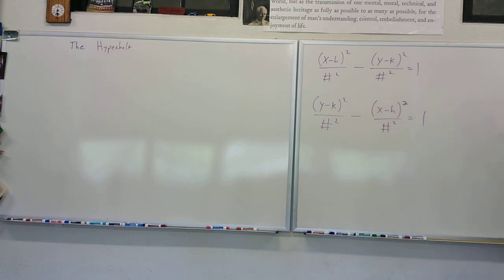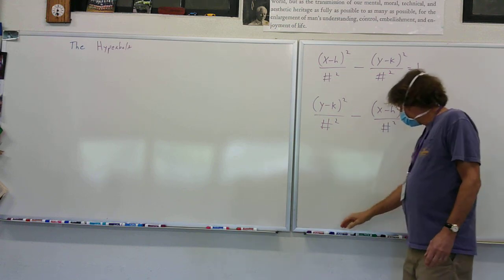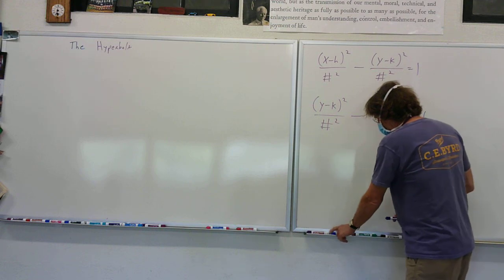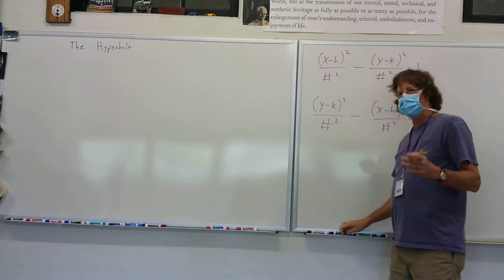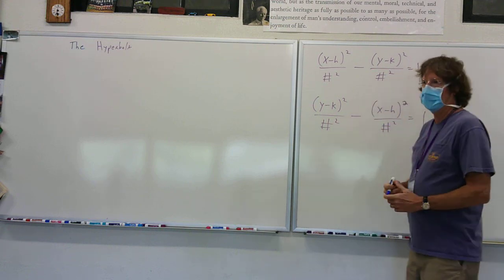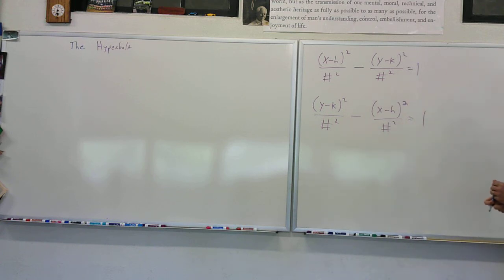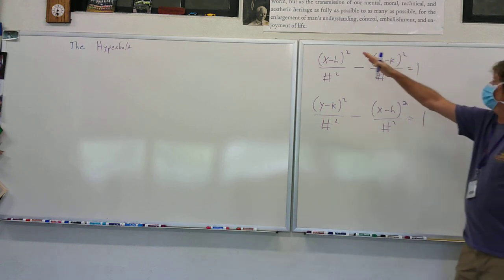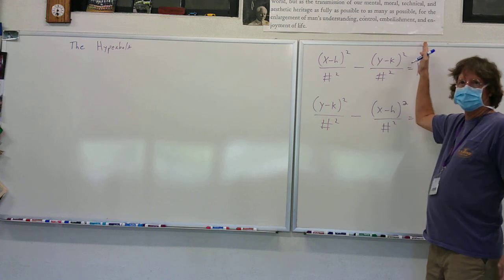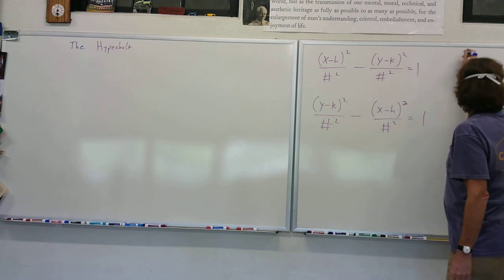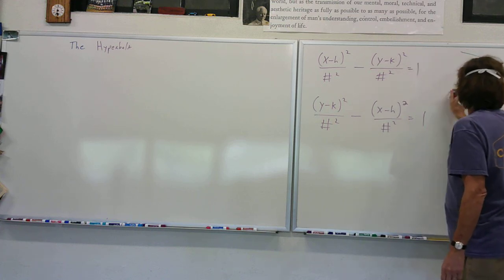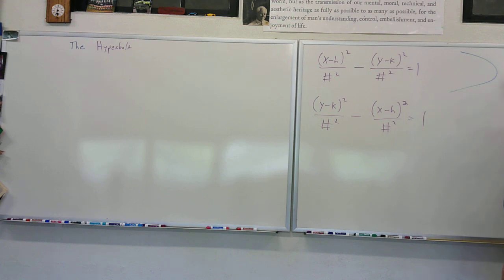Now, for the hyperbola, they will open left or right or up and down. And that's where this comes in. The x ones, x squared minus y squared, will open to the left and they will open to the right.